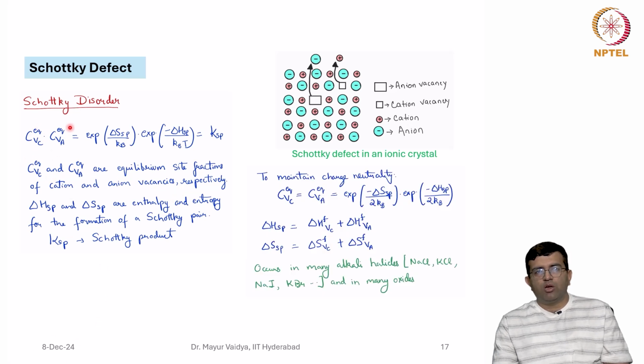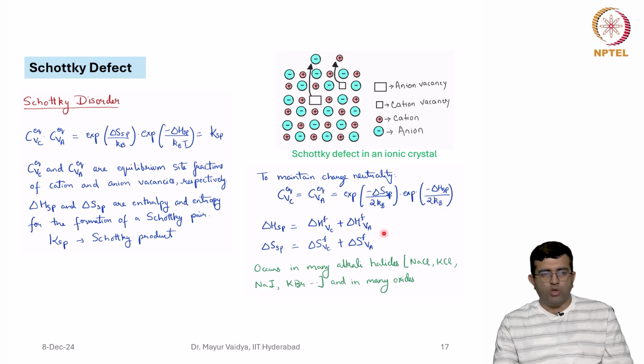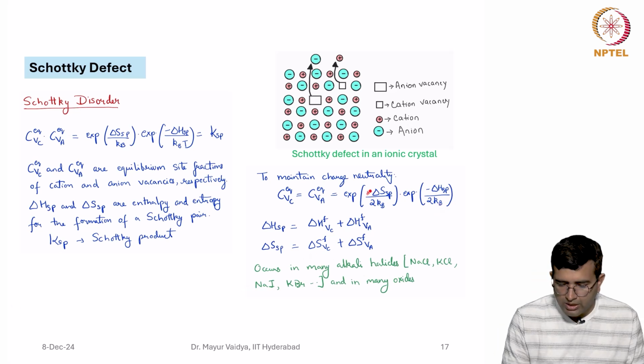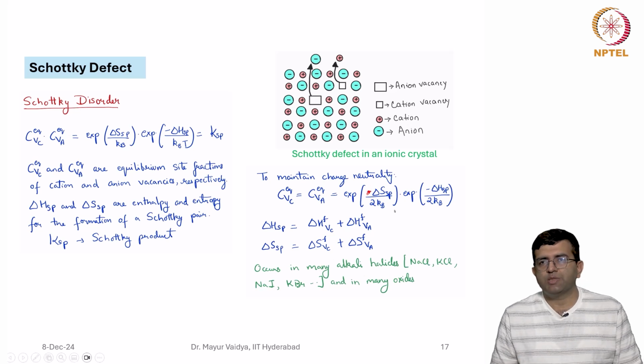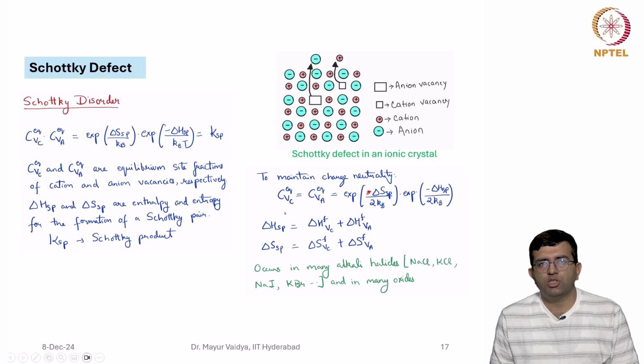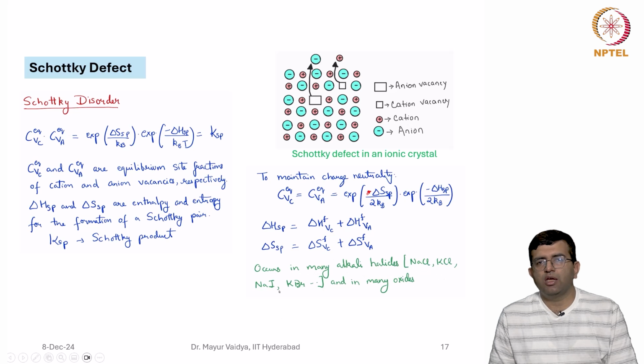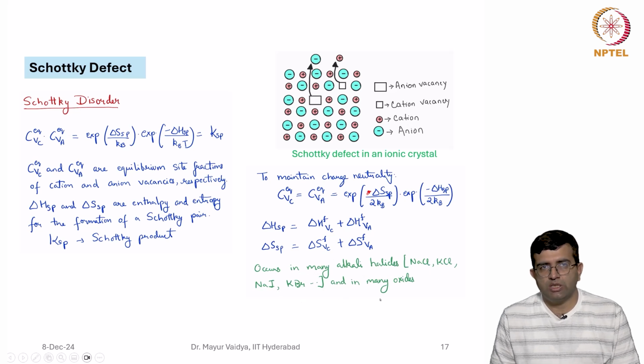In the same way, because charge neutrality has to be maintained, both vacancy concentrations need to be equal, and therefore it can be written as C_eq(Vc) equals C_eq(Va) equals exp(ΔSSP/2kB) times exp(−ΔHSP/2kBT). The entropy term doesn't have a minus here, so this is only plus. SP again is the Schottky product. This occurs in many alkali halides like NaCl, KCl, NaI, KBr, and in several oxides as well.